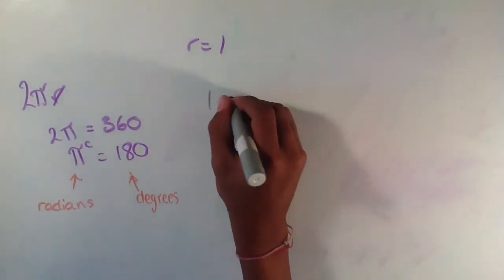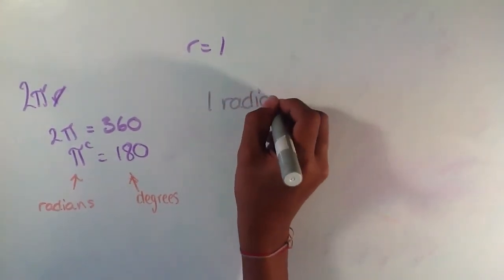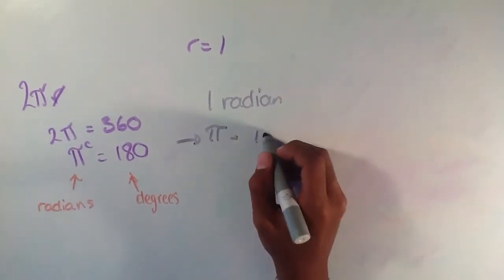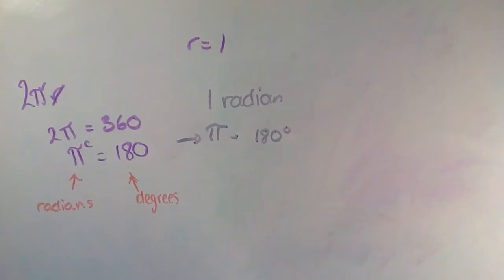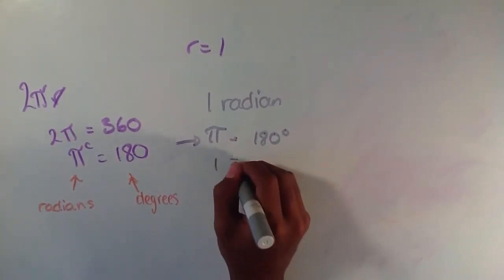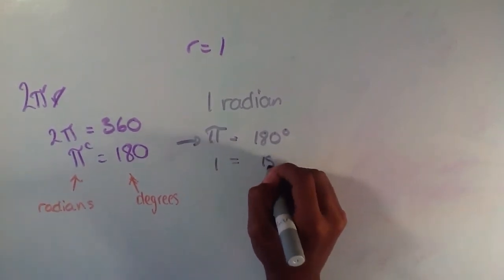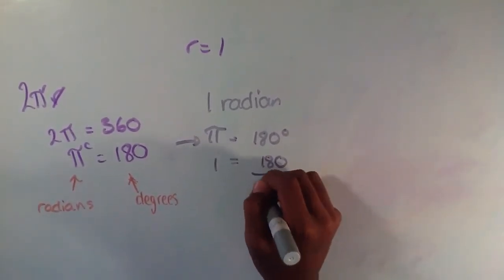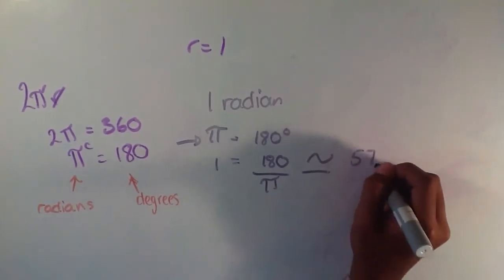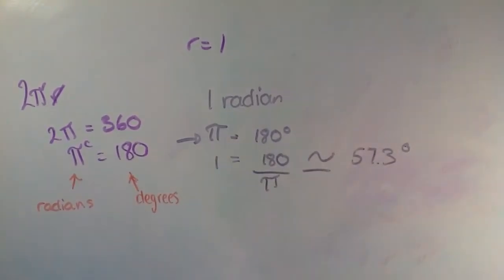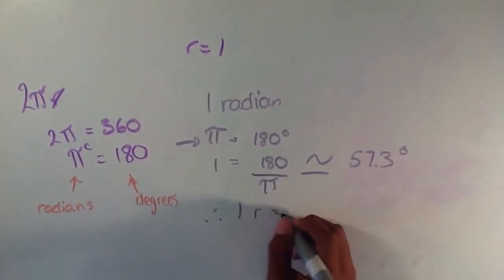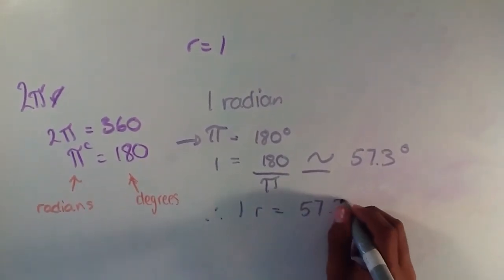If we consider 1 radian, and we also know that pi equals 180 degrees, therefore 1 would equal 180 divided by pi, which is more or less equivalent to 57.3 degrees. So therefore 1 radian equals 57.3 degrees.